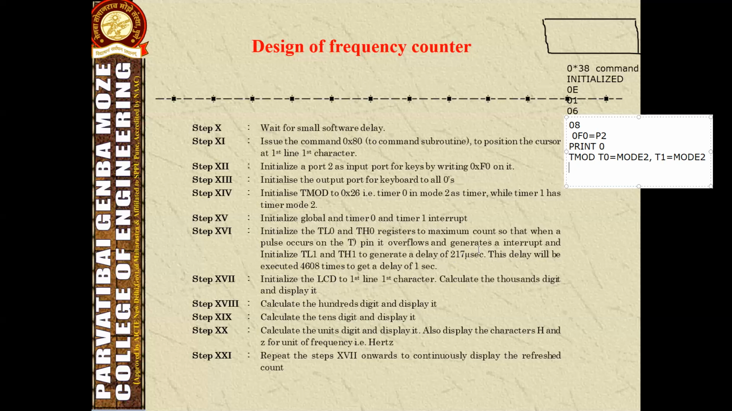Whatever delay code we have written for the delay purpose should be executed how many times? 4608 times. Then it will generate a 1 second delay. After that, initialize the LCD to the first line and first character to calculate the 1000 digit and display it.